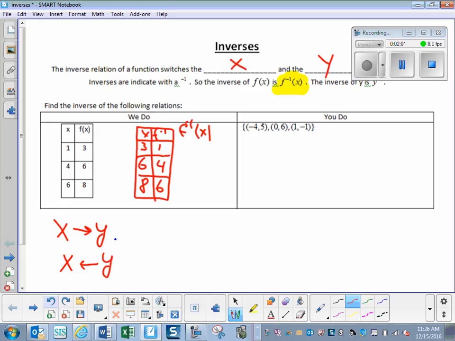So let's try the second one. We have the data points for the original function f of x, right? We have 3 points, x and y for each point. So let's write down the points for the inverse function. What will be the first one? (5, negative 4), correct. And then what would be the second one? (6, 0). And the last one? (Negative 1, 1). Very good. So the relationship is reversed. Questions?